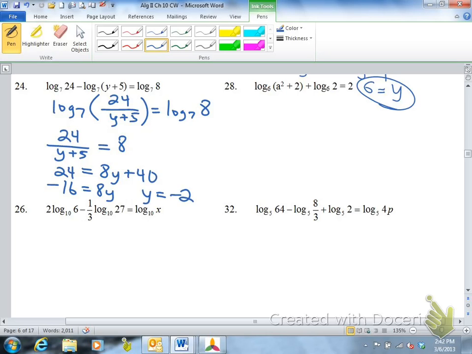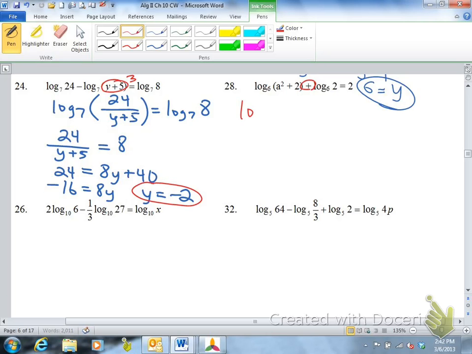You might think, uh-oh, I have a negative. Is it extraneous? Well, when you plug in negative 2 right here, it would be a positive 3. So that's not extraneous. It would be a log of a positive number. So that's our answer. On the next one, we have a sum.